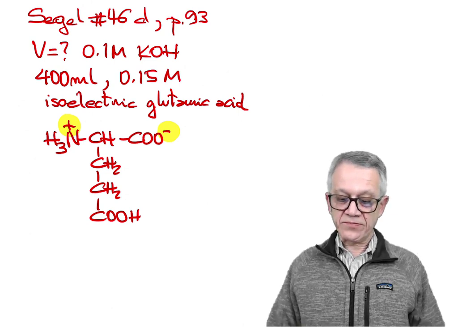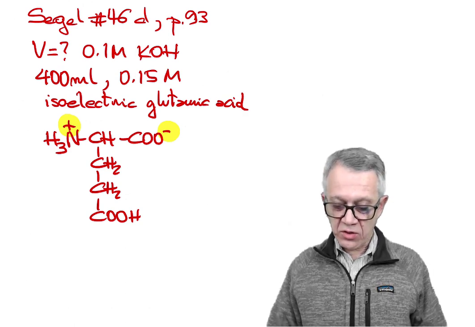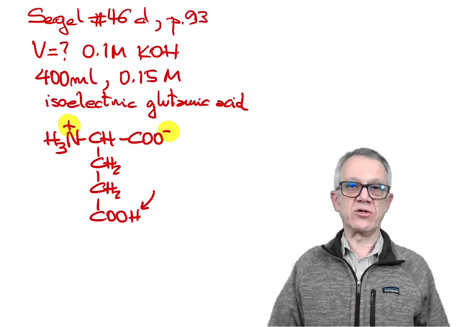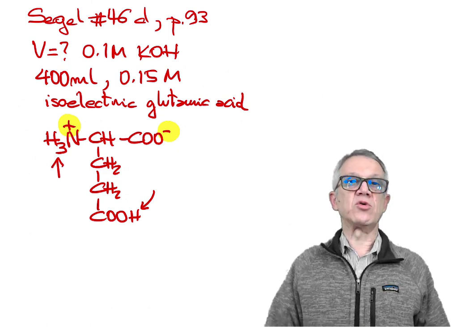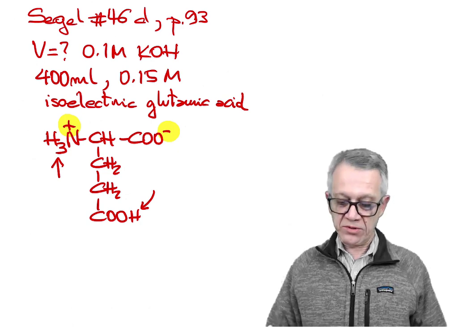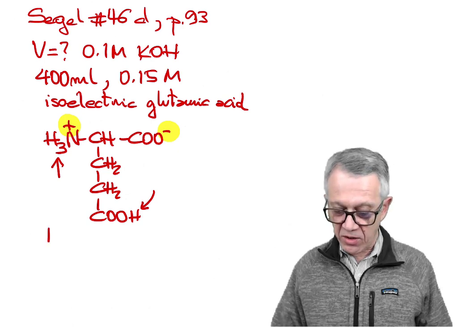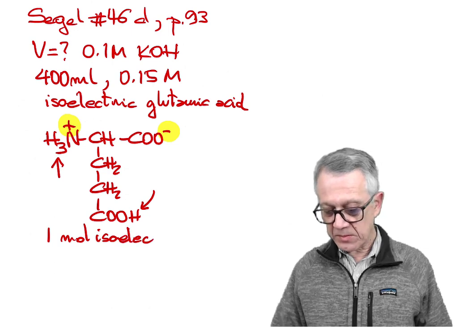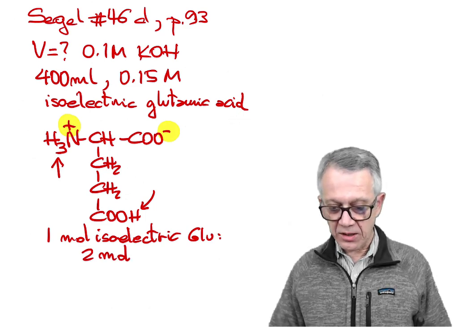So if you are going to titrate this solution, you are going to need 1 mole of KOH to remove the 1 mole of the side chain carboxylic group, the proton from the carboxylic group there, and we are going to need another mole here to titrate the side chain of the amino group. So therefore, in this case, we have a relationship that 1 mole of isoelectric glutamic acid is going to require 2 moles of KOH.